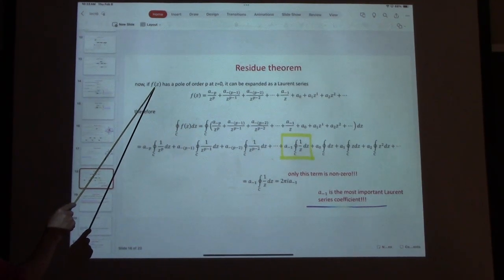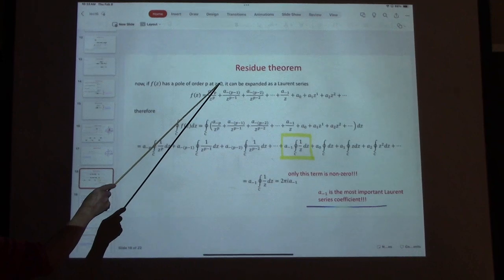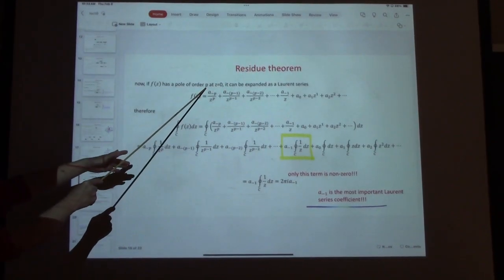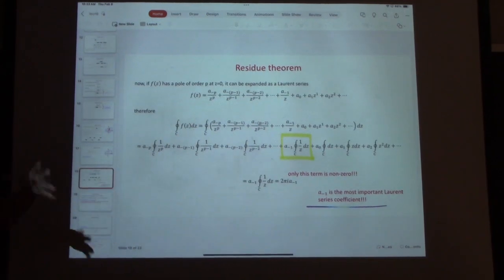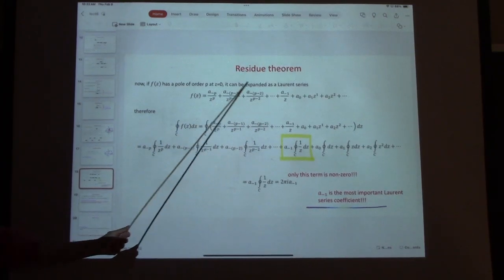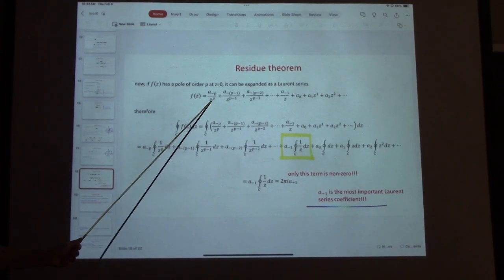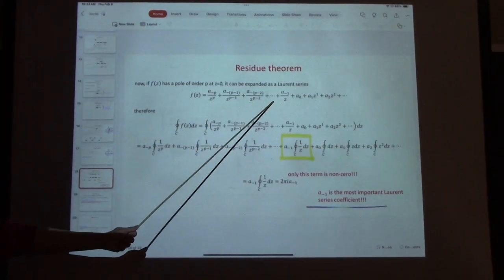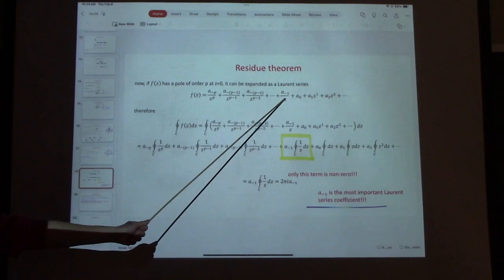Let's say f of z has a pole at z equals 0, of order p. Then we already saw we can expand that into a Laurent series. We have this principal part here, where the highest order pole is p, and then we have p minus 1, p minus 2, and so on, down to 2, and then 1.